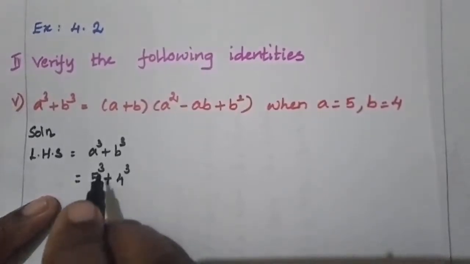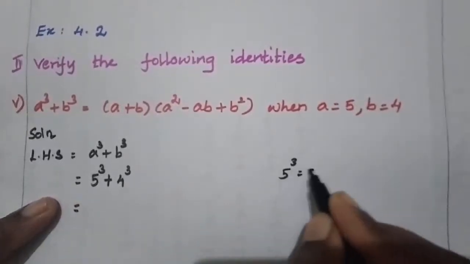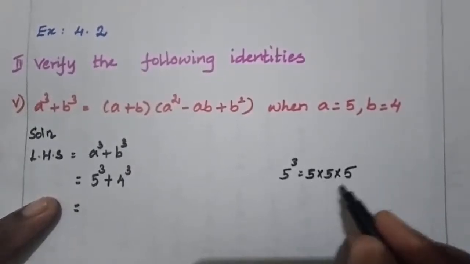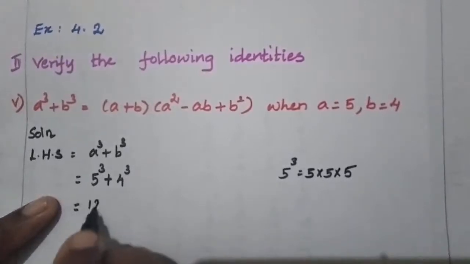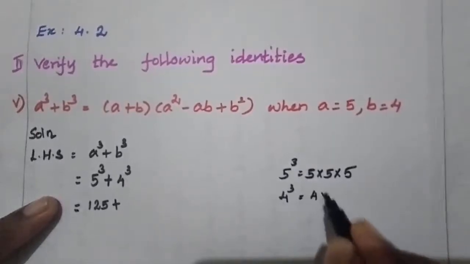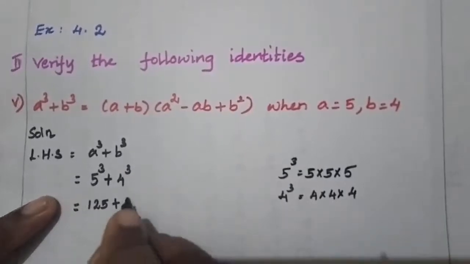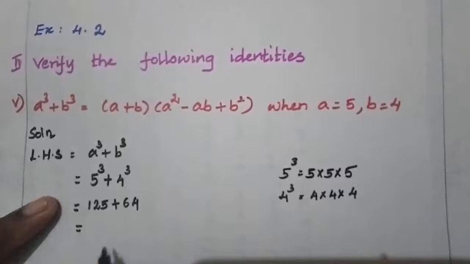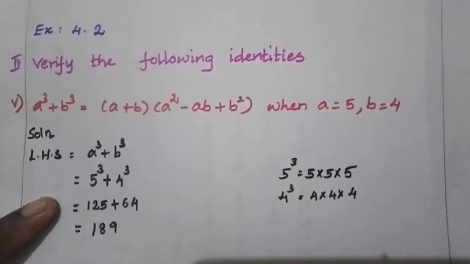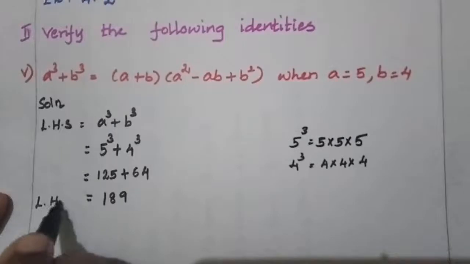What's the value of 5 cube? Yes, 5 cube is 5 into 5 into 5. 5 fives are 25. 25 into 5 is 125. Similarly, 4 cube is 4 into 4 into 4. 4 fours are 16. 16 fours are 64. I have to add these two numbers. 5 plus 4 is 9. 2 plus 6 is 8. And 1. 189. Your LHS is 189.